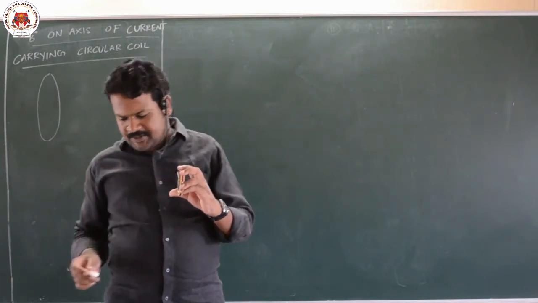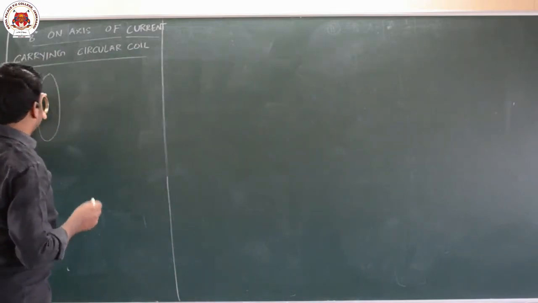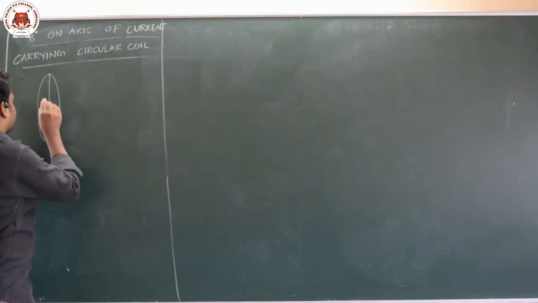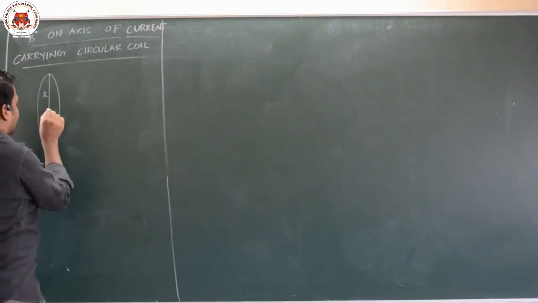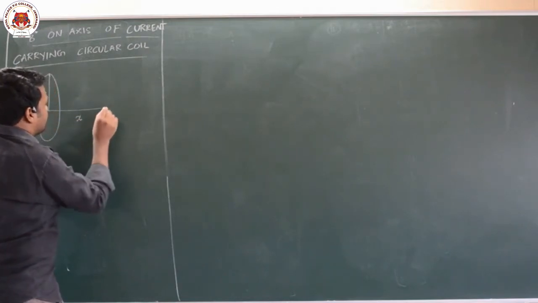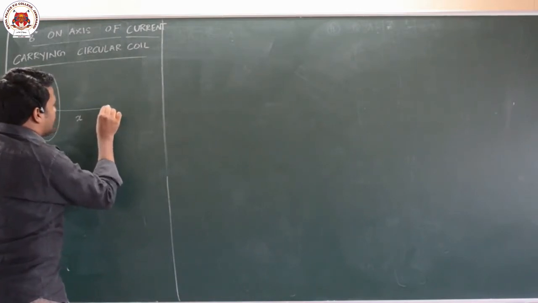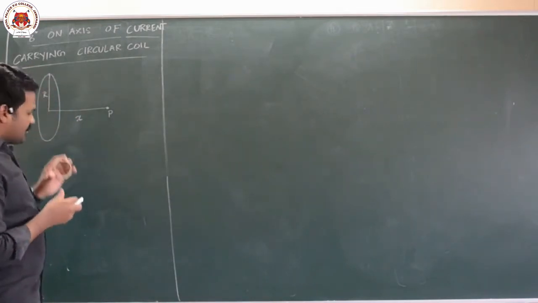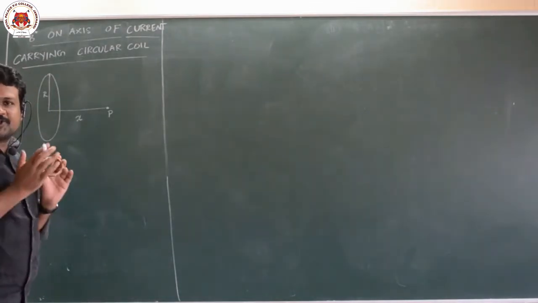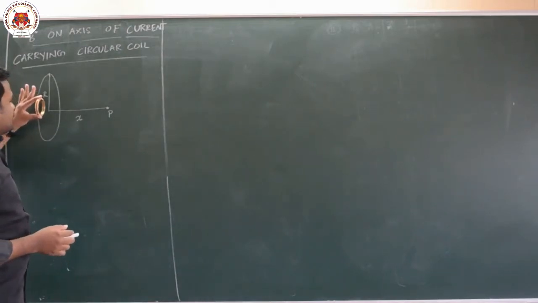So you have to imagine, this is totally three dimensional. This coil is present like this. The radius of the coil is capital R, and from the center along the x axis we are finding the magnetic field at a point P. So here I want the magnetic field. First you have to understand carefully. This chapter is totally three dimensional. You have to imagine, so the coil is placed like this.